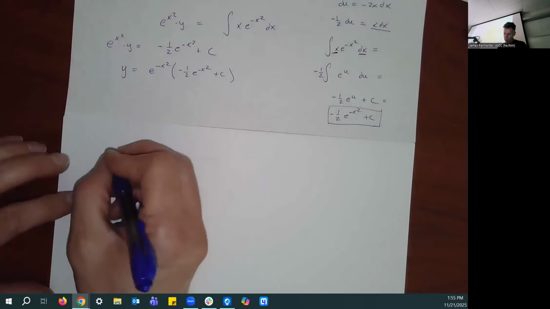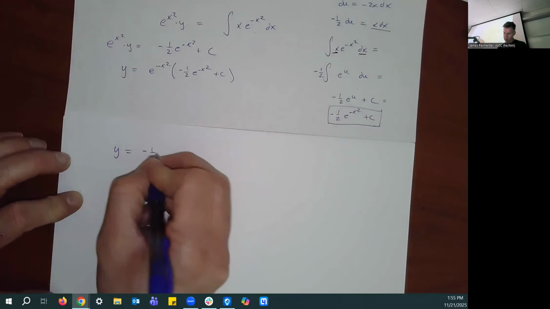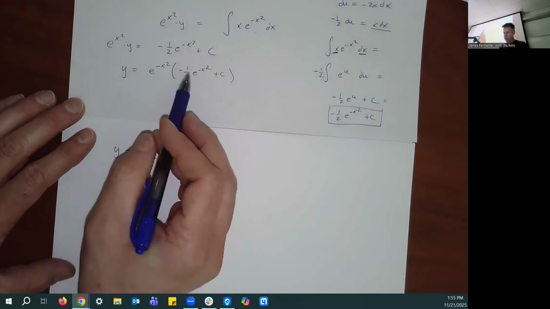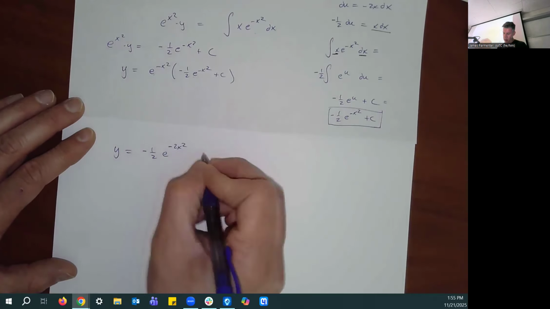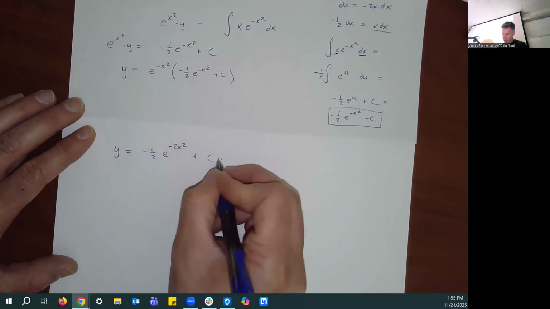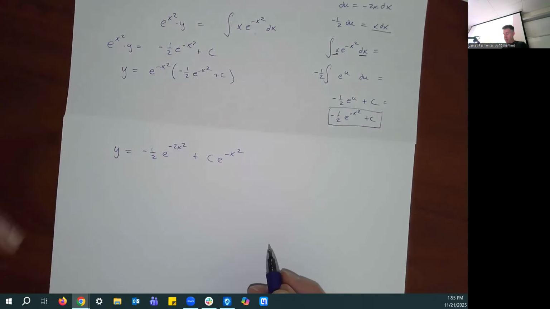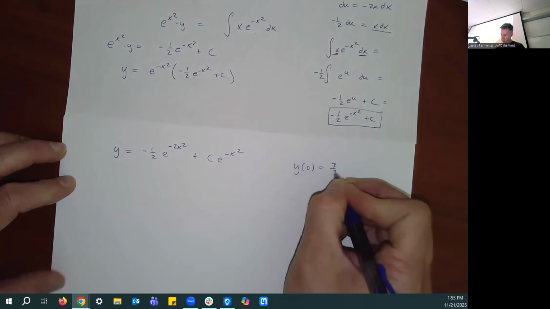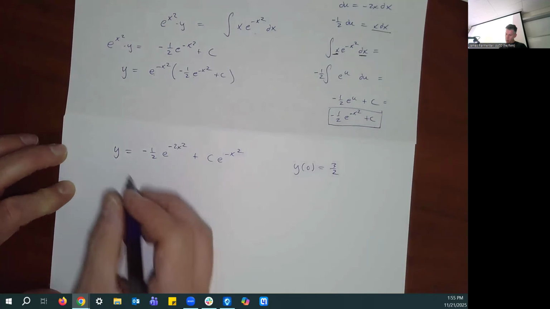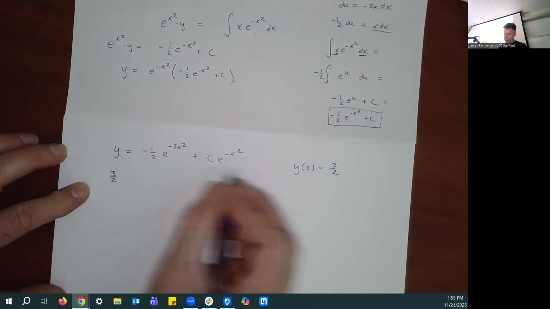So distributing that, we get that y is equal to negative 1/2 e to the negative x squared times e to the negative x squared. We add those powers and get e to the negative 2x squared plus c times e to the negative x squared. And now we're going to use our initial condition that y of 0 is equal to 3 over 2 to solve for c. So y is 3 over 2 and x is 0.